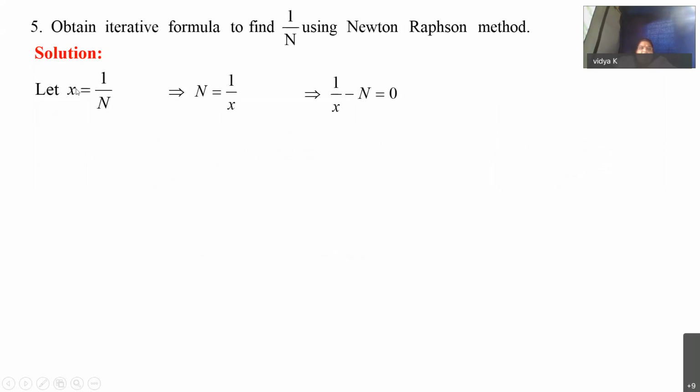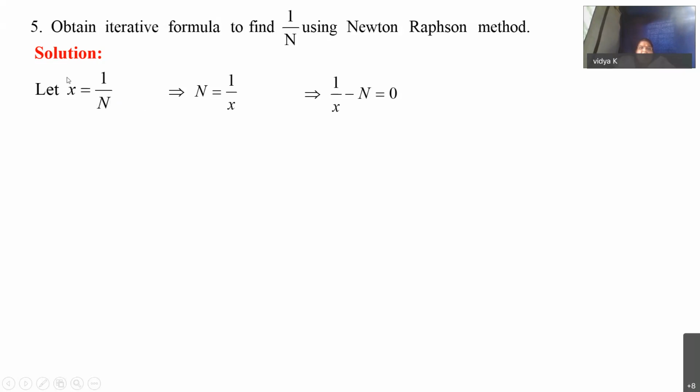Let that be x. But if you take x as 1 by n, then if you substitute in the formula, you get back the same formula. Therefore, in the beginning itself, or check it once by the trial and error method. Since you won't get an iterative formula in terms of the variable, then don't prefer this. You change it. So I took n reverse.